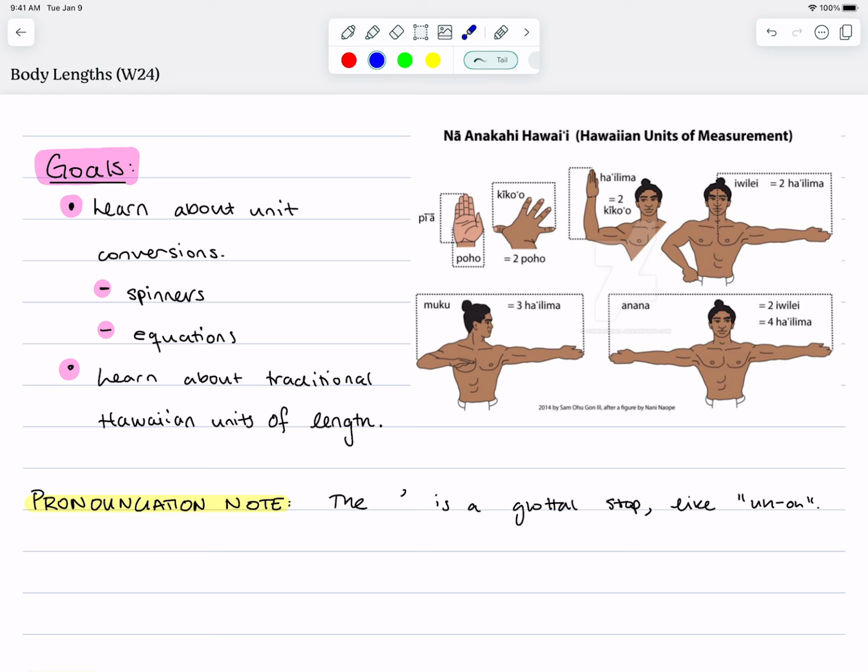And this little apostrophe that you see here in places, like here and here, that's called a glottal stop. So like when you say uh-oh, the back of your throat closes a bit. So for example, this would be kiko'o, whereas this would be poho, and I think we're also going to work with iwile. So just kind of practice maybe saying those words because they can be a little foreign if you're not used to it at first. That way you're ready to show the kids how to say these words. Okay, so that was just a pronunciation note.